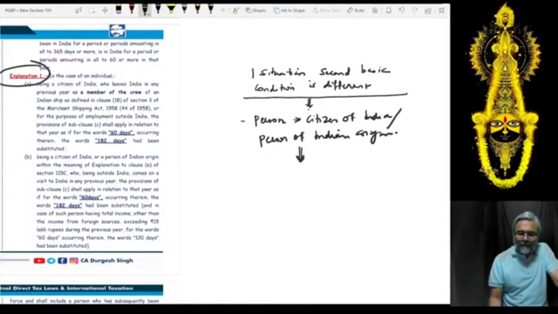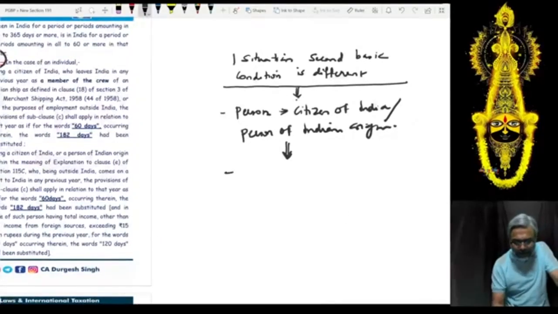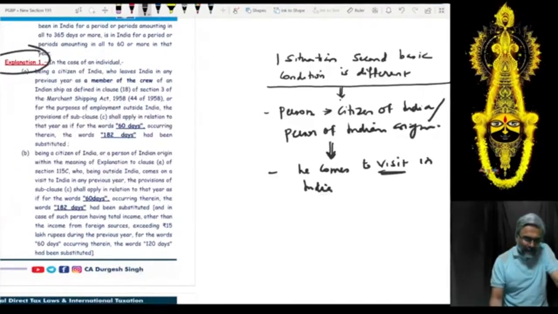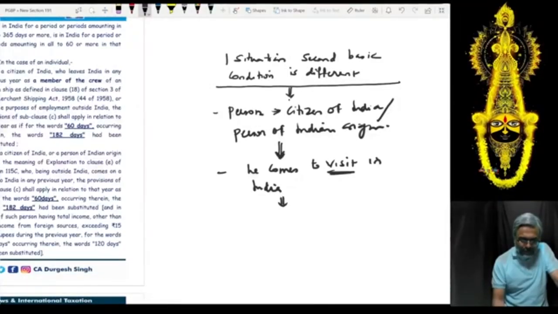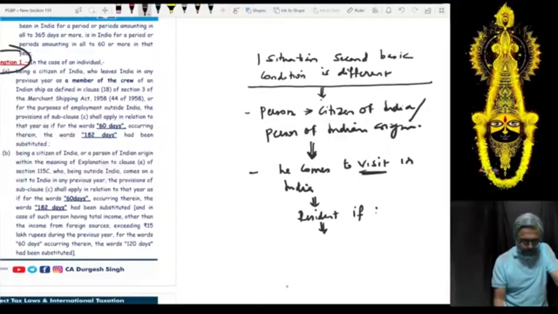In this situation, he is a person who is a citizen of India or a person of Indian origin. After that, what, students? The next point is that he comes to visit India. So he is coming for a visit to India, students. In that scenario, he is resident if what? Friends, if what in that scenario?